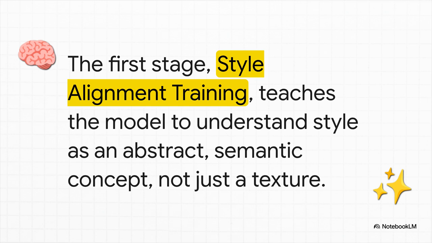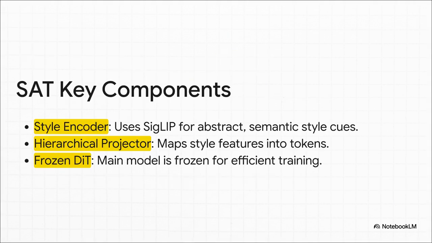We're talking about teaching it style as an abstract, semantic concept. The real goal is to align those visual style features with the model's already rich text embedding space. So how do they do it? Well, this style encoder is a SigLIP model, which is a really smart choice. It's great at capturing those high-level semantic concepts like cyberpunk, not just simple textures. Then a pretty lightweight projector maps those features into tokens for the main model.